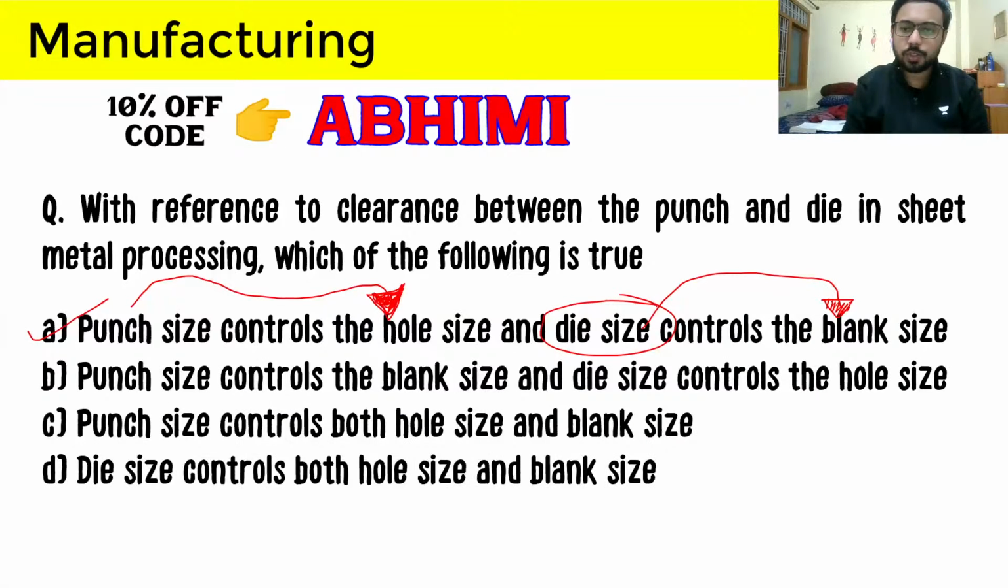Then there was the question: is it controlling the hole size, or is it controlling the blank size? Or similarly for the die, it was asking the same thing. So we discussed that punch size will be the same as hole size. You can remember this by the name: punching creates the hole as scrap, so that should be removed. So punch size will be the same as hole size, and in punching therefore clearance will be provided on the die. And in blanking, die size will be equal to the blank size, so clearance will be provided on the punch. That is the thing that you can remember here.